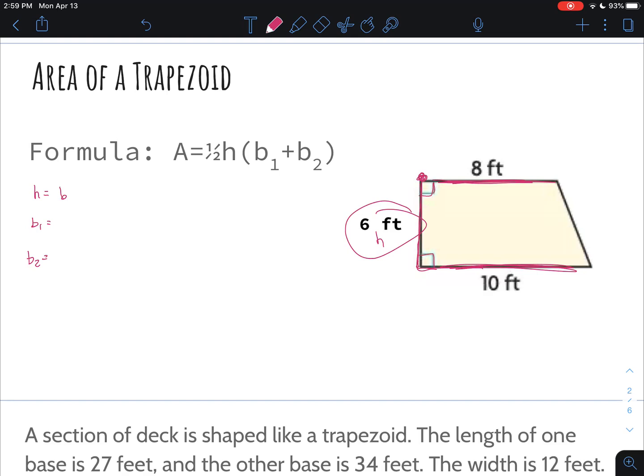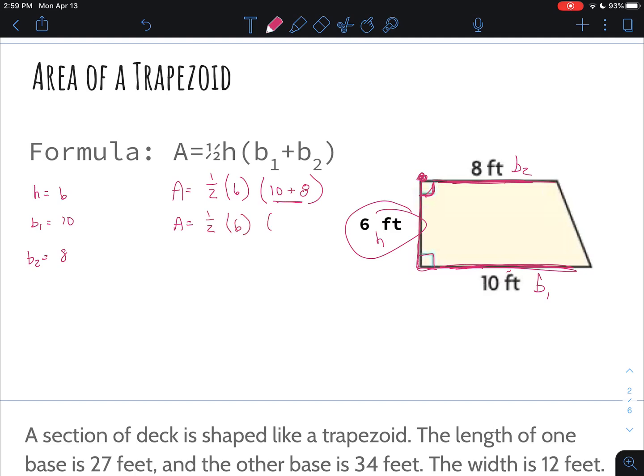We then need our two bases. Our height always makes a right angle with our two bases. So these two sides right here, we'll call this one base 1, and this one base 2. Those are our bases. So base 1 is 10, base 2 is 8. So now we have all of our variables, so we're going to plug everything in. So area equals 1/2, you can use 0.5, times the height, which is 6, times 10 plus 8. Follow your order of operations and do your parentheses first.